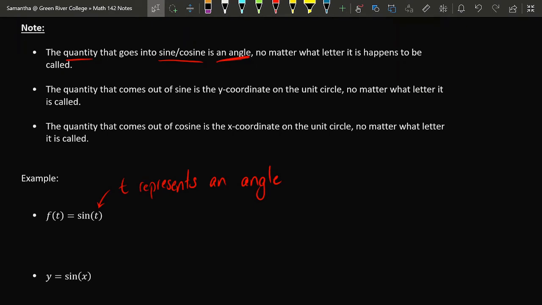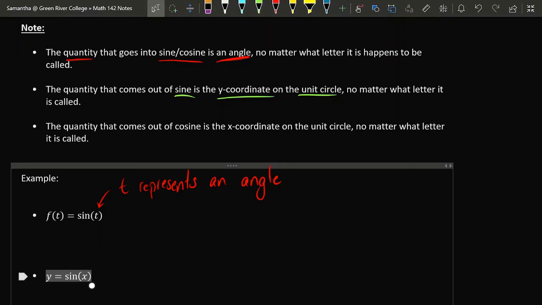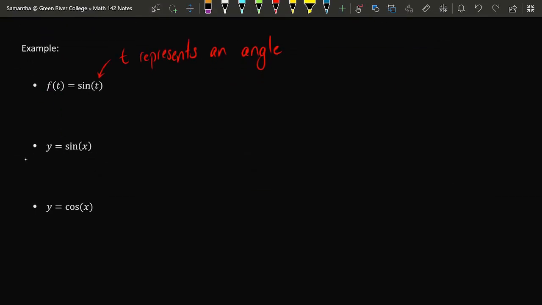No matter what it happens to be nicknamed, the quantity that comes out of the function sine is always, by definition, the same thing as the y-coordinate on the unit circle. So in this first example, this f of t would be equal to the y-coordinate on the unit circle, corresponding to the angle of t.